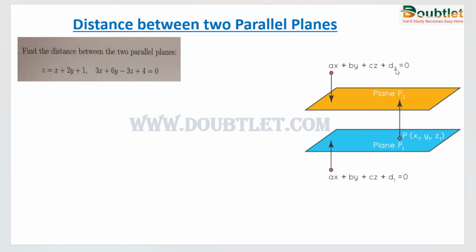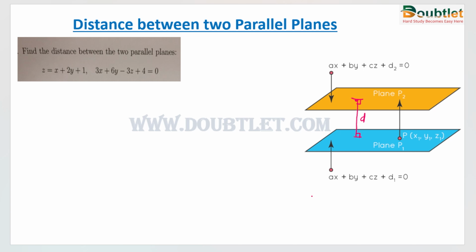Here one thing we can notice is that the coefficients of x, y, z are equal in both the planes, but the constant terms are varying. So we have to focus on these constant terms. If we need to find the distance between them, first we select a point on the plane P2 and then drop a perpendicular to the plane P1. The distance between these two points is known as d, the distance between these two planes.